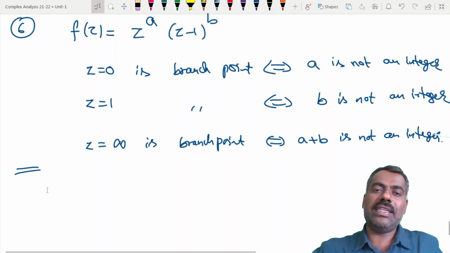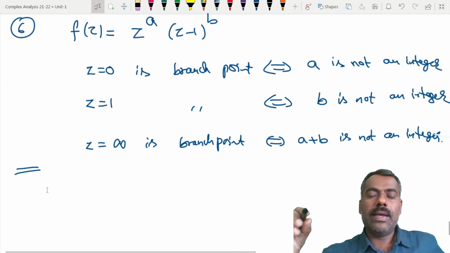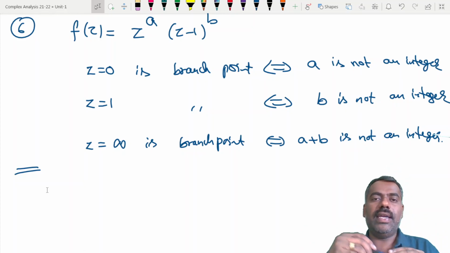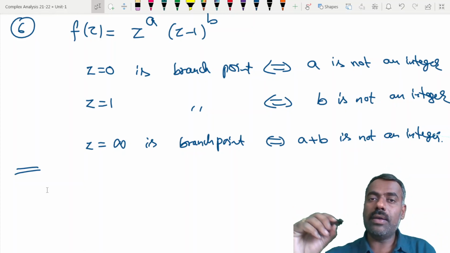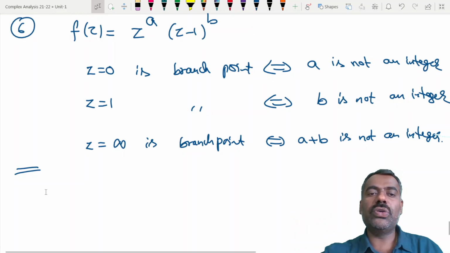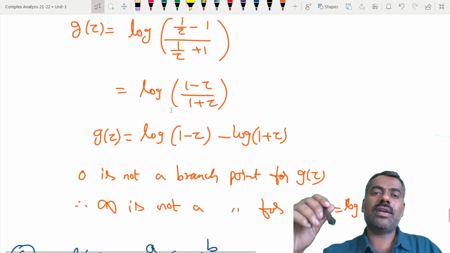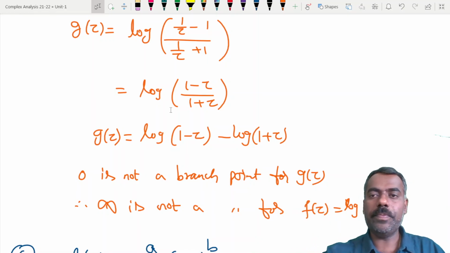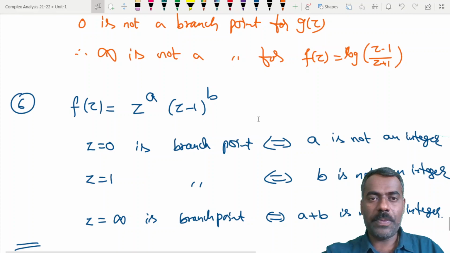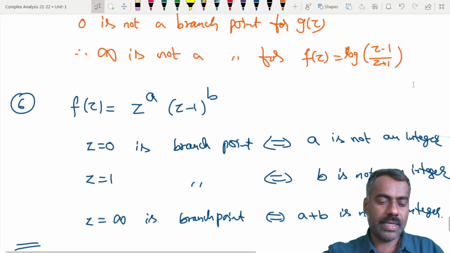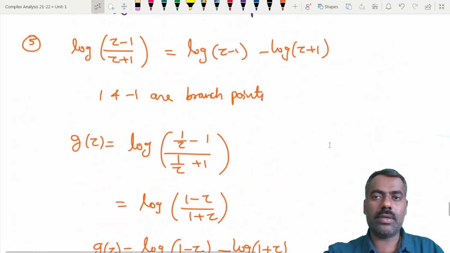A branch cut is easy to visualize. A branch cut is nothing but a line or a curve joining branch points, for example 0 to infinity, or 1 to infinity, or 0 to 1, because a branch point is common to all branch cuts. So we will stop here, and in the next class we will start integrals, that is, what is meant by the integral of a complex function. Okay, we'll stop.